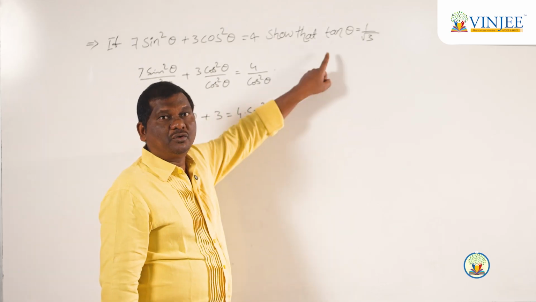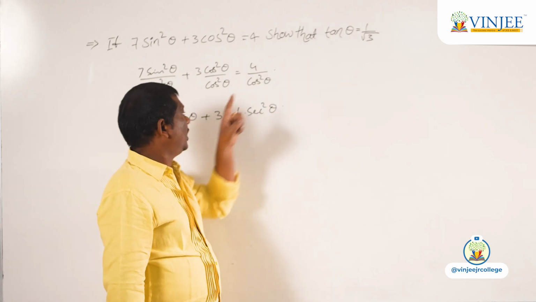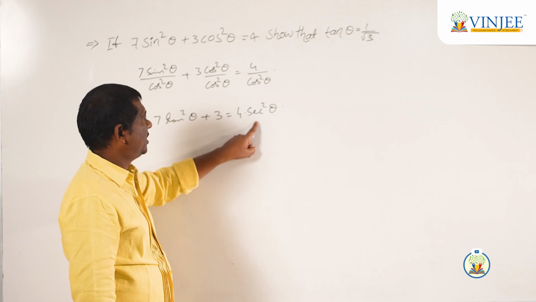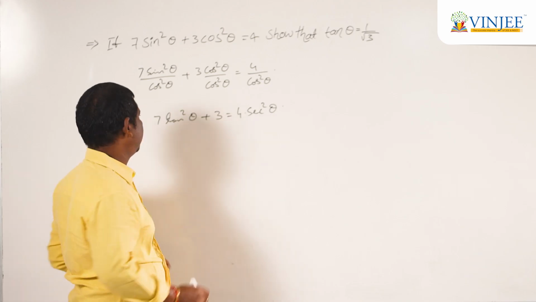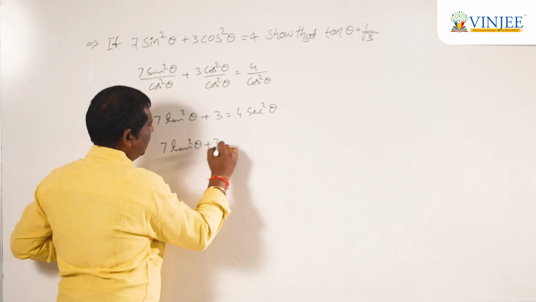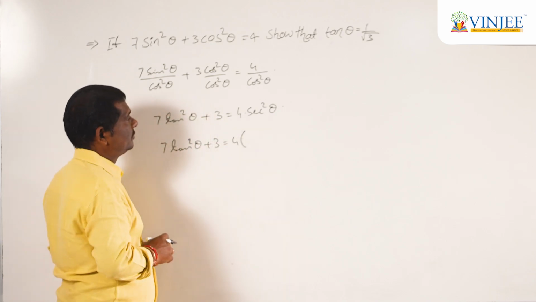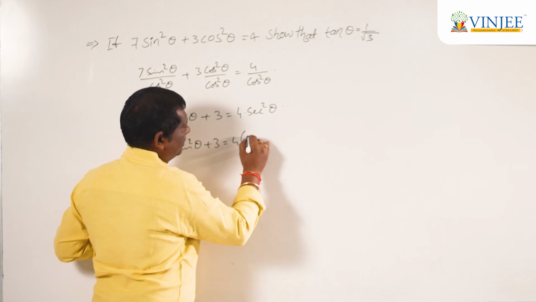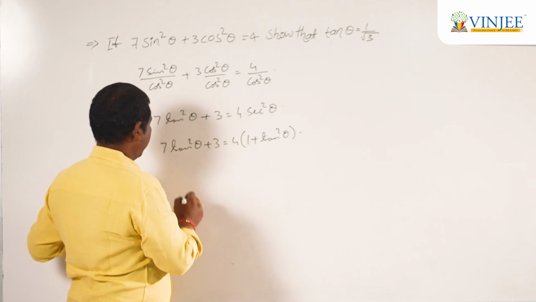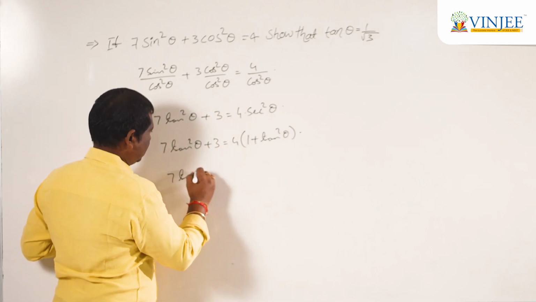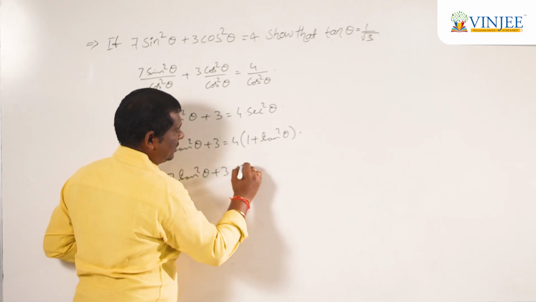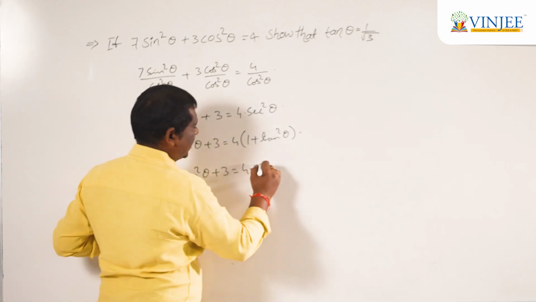But here we have to find out tan theta. Therefore, we will write secant in terms of tan. Secant square theta should be 1 plus tan square theta. Therefore, here 7 tan square theta plus 3 equal to 4 into secant square theta, I will write 1 plus tan square theta. Now 7 tan square theta plus 3 equal to, if I multiply with 4, 4 plus 4 tan square theta.